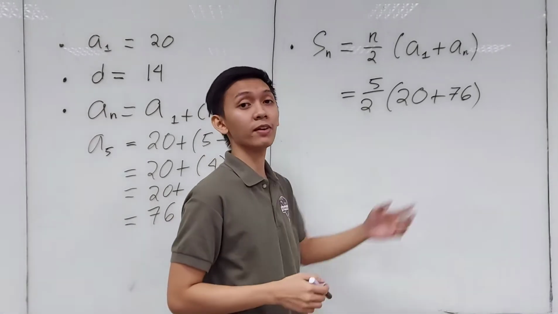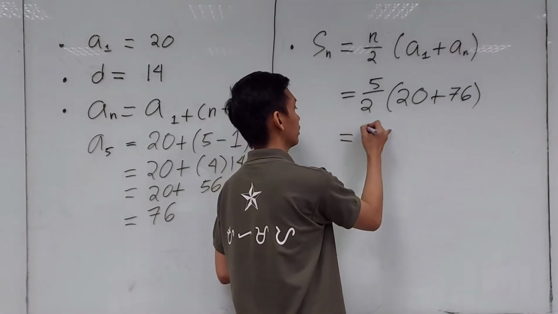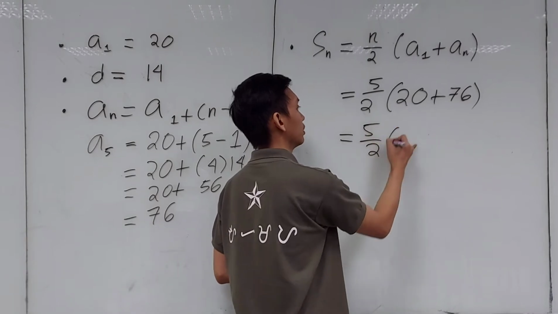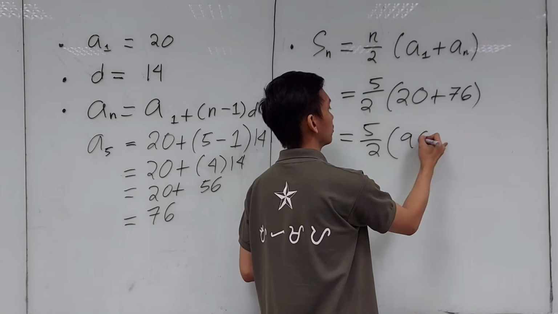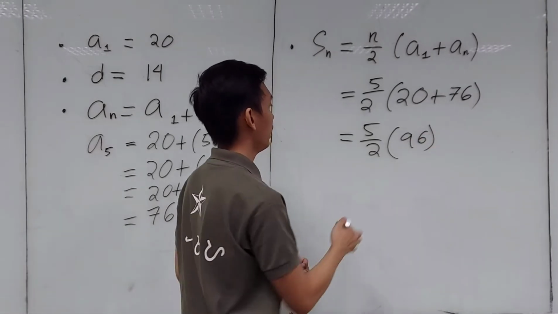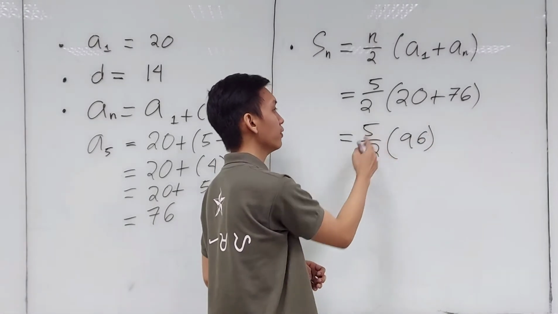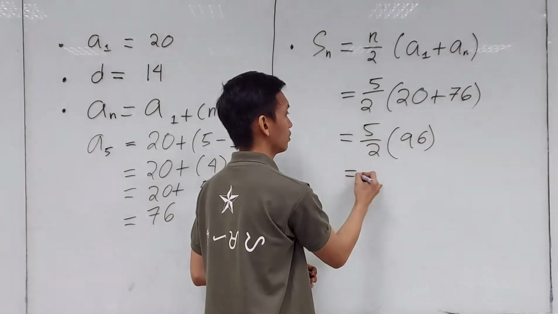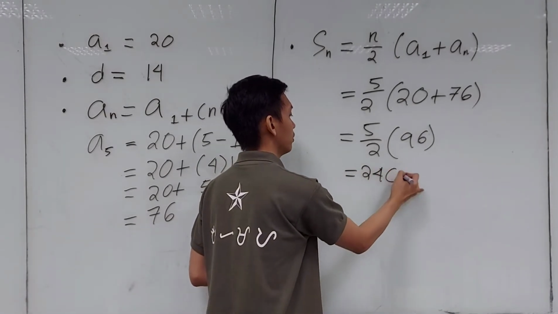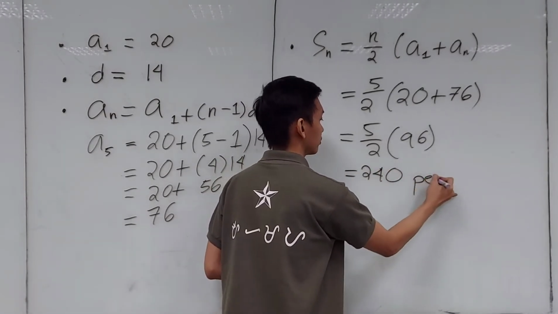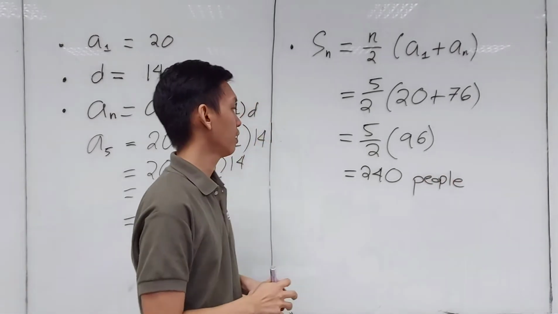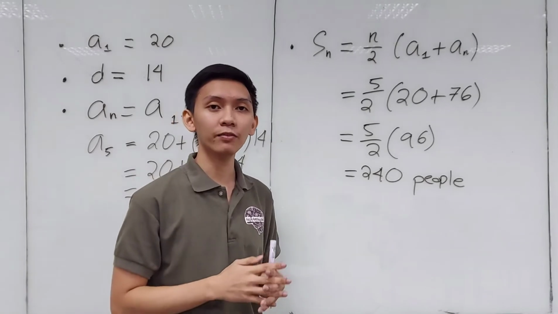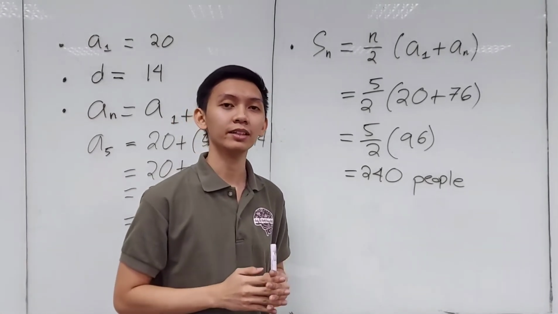Now we have to simplify this. 20 plus 76 is 96. 96 times 5 divided by 2 is 240. There are 240 people living in that 5-story building.